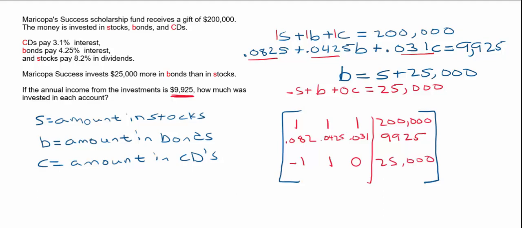So hopefully you learned how to take an augmented matrix and translate it back into a system of equations. This series of numbers 1, 1, 1, 200,000 really means 1s plus 1b plus 1c equals 200,000, and you could read all of them like that and get back to the system. So now we're going to use our calculator to what's called reduce this matrix.